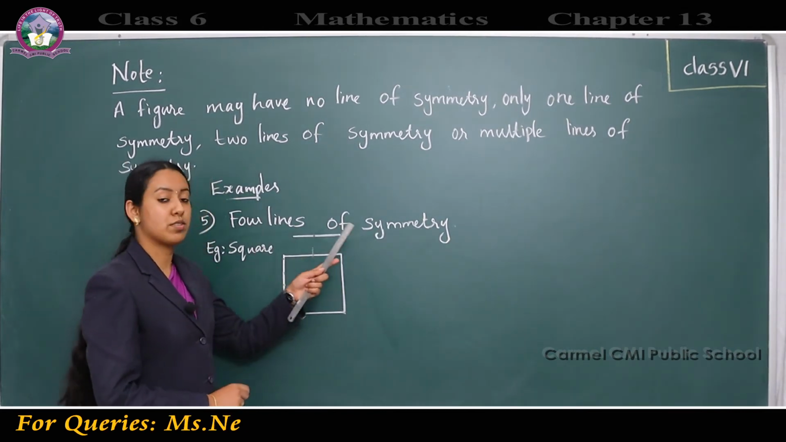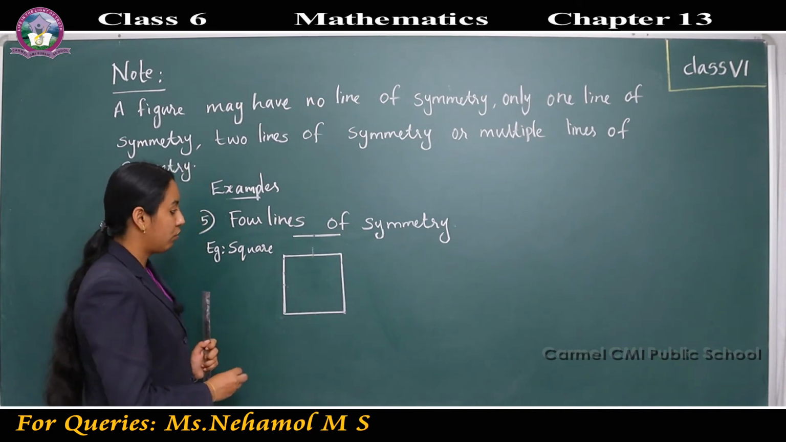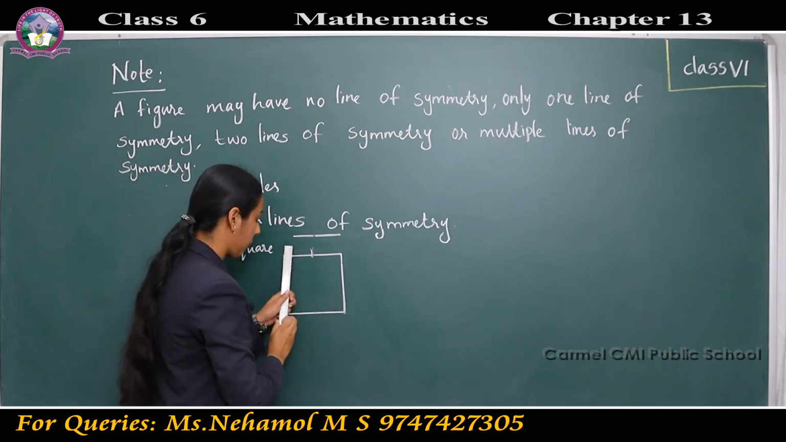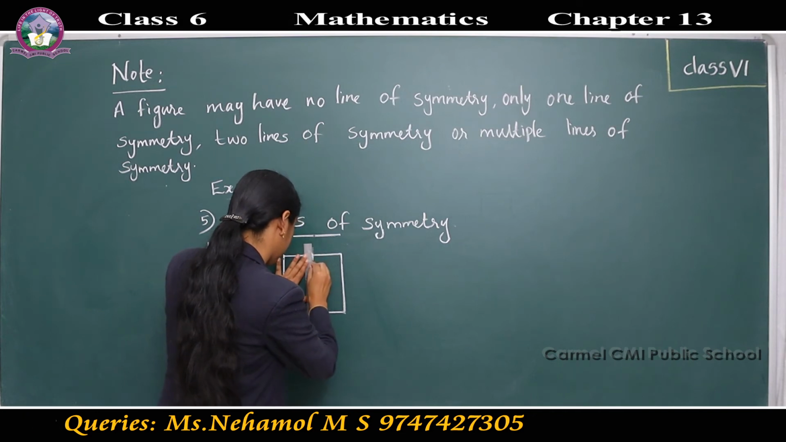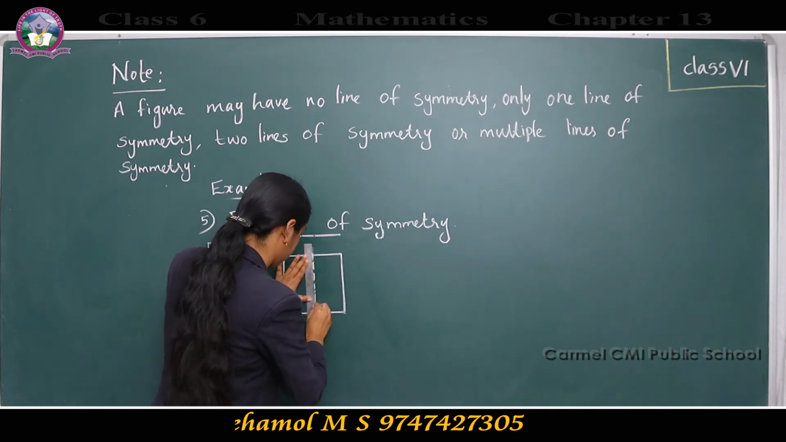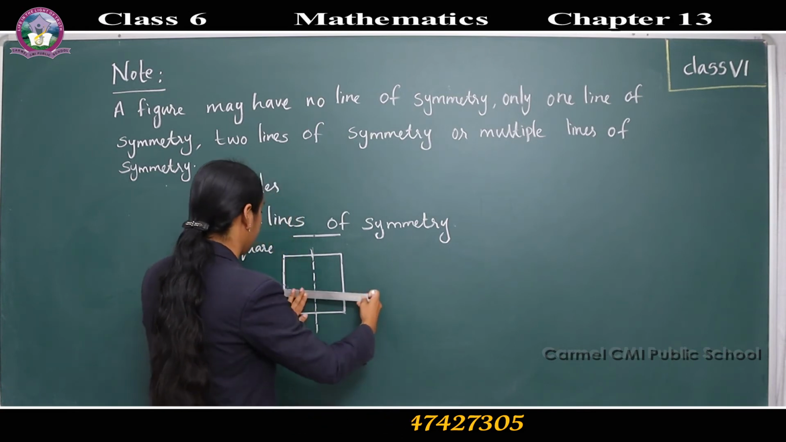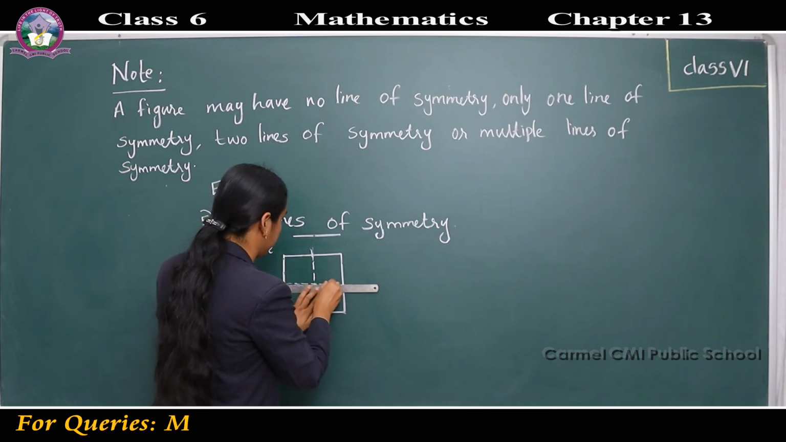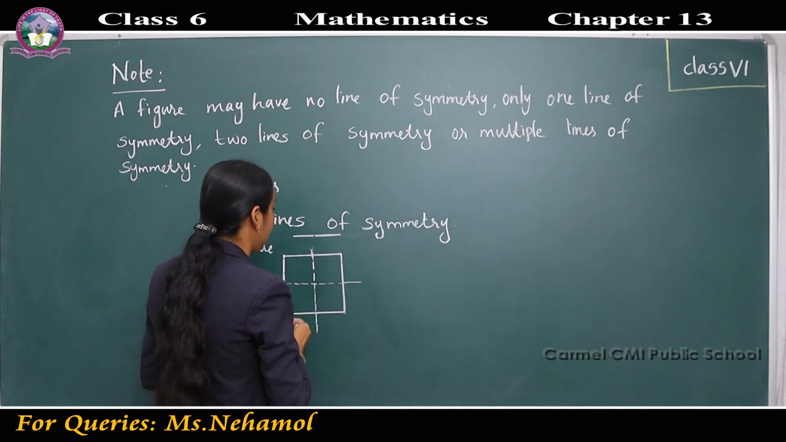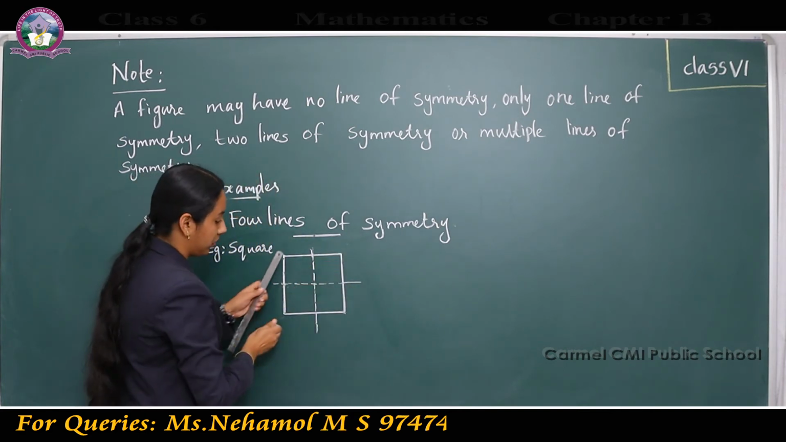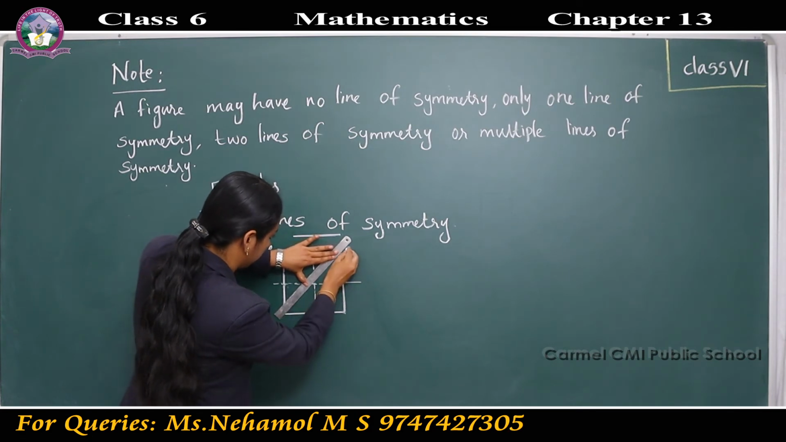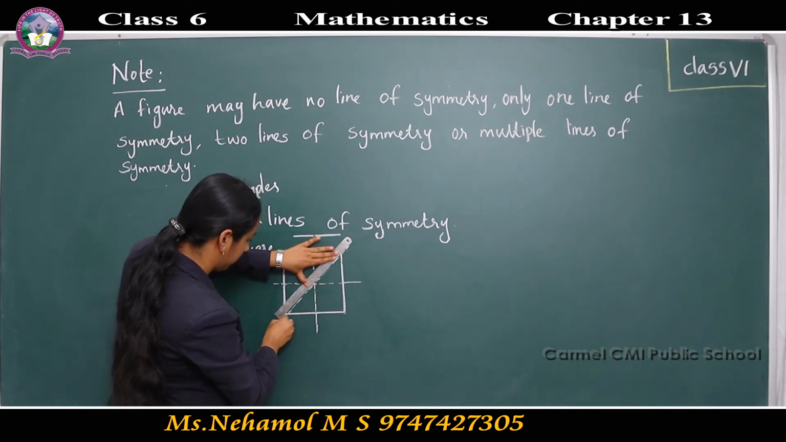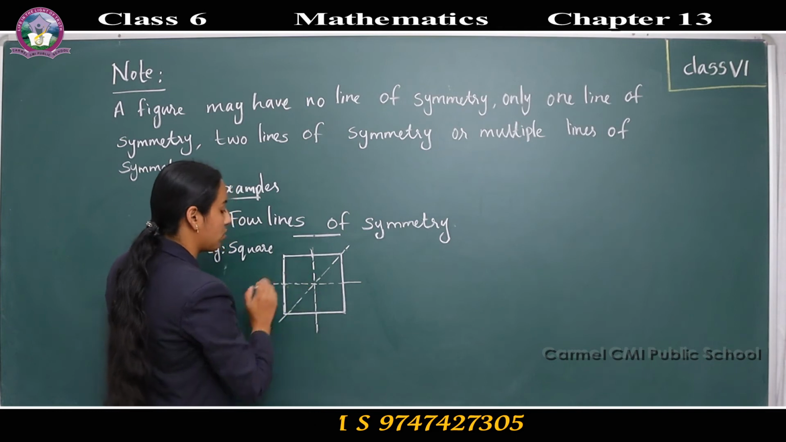Next one, four lines of symmetry. Example, square. For a square, it has four lines of symmetry. First one, then horizontally, second one, then we can draw diagonal wise also. Third one. These two parts also will be identical.